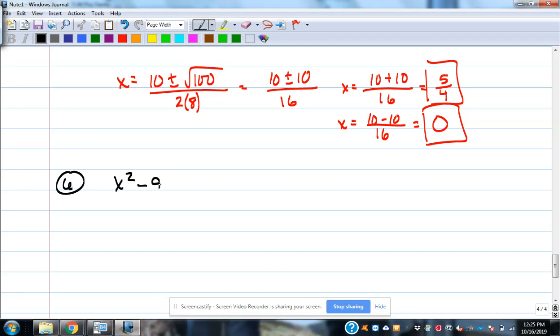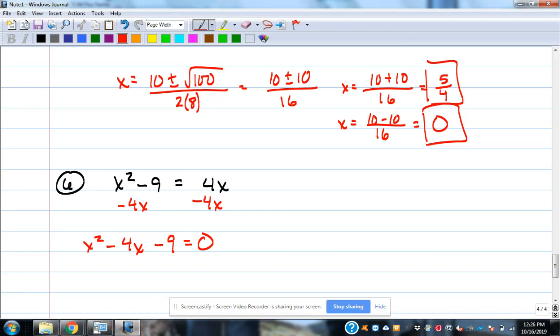X squared minus 9 is equal to 4x. What do I need to do with this one, no matter what method I'm trying? Subtract the 4x. Get the x stuff on the same side. And that's going to give me x squared minus 4x minus 9. So if I were thinking about this in terms of picking a method to solve, I'm going to do quadratic formula on this one. But if I think about the x method, I've got to have things that multiply to be -9 and add to be -4.